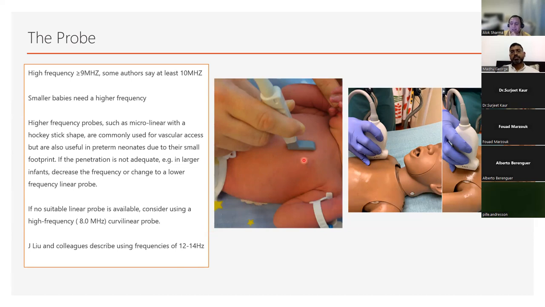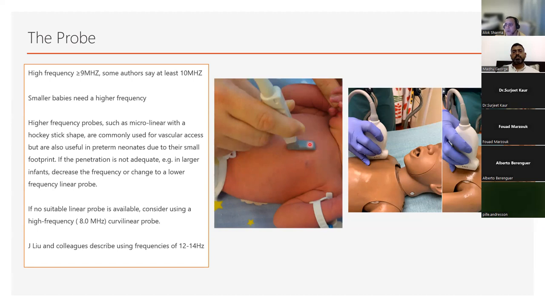And really what I'd say is for extremely preterm babies, you do need higher frequencies to see the more superficial areas in a much better way. So a rule of thumb, I need to give you something to work with. And a rule of thumb would say that for babies under 1500 grams, you can use the hockey stick.